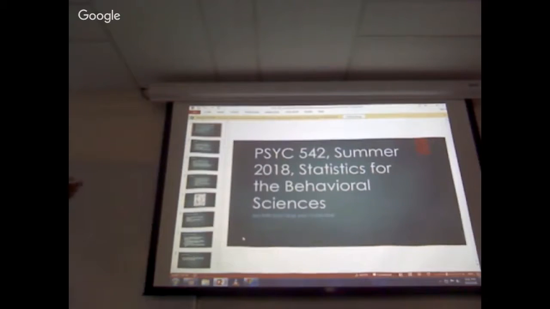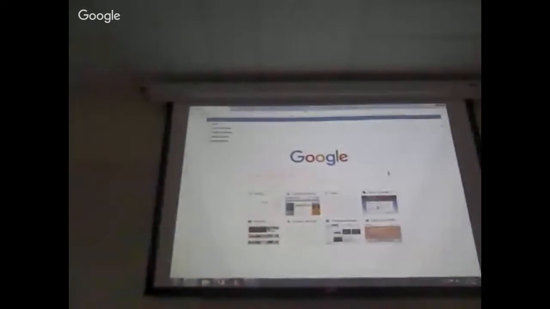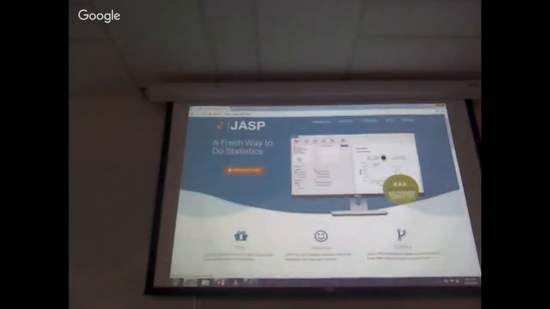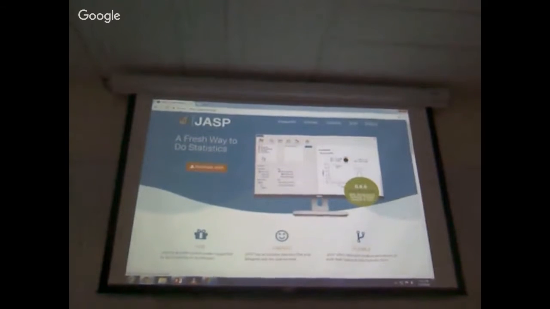The other thing I'll mention before we get into the presentation is that I have a link in the syllabus for a software package, a program called JASP. A way to think about JASP is this is going to be like free SPSS. It's shareware. It's got a list of really good people involved with the development of this, including Andy Field.